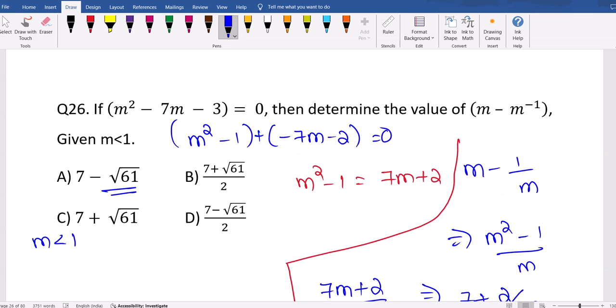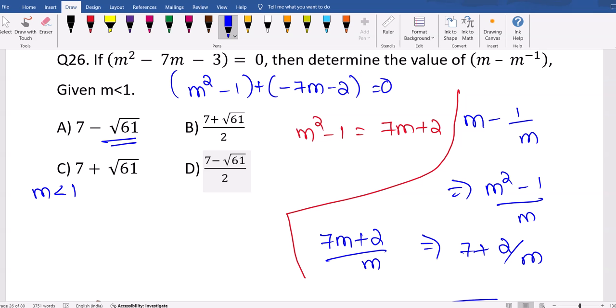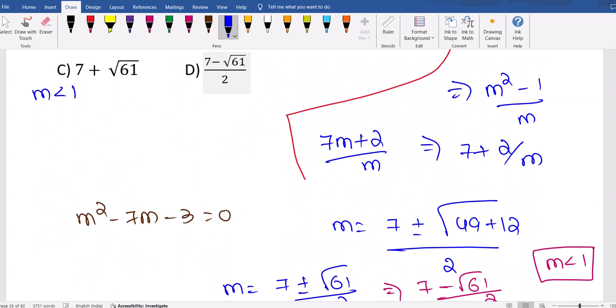M less than 1. It can be negative also. That's what the issue. So anywhere, anything went wrong? So this is method 1 we tried.